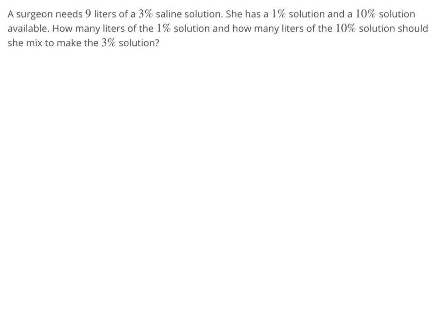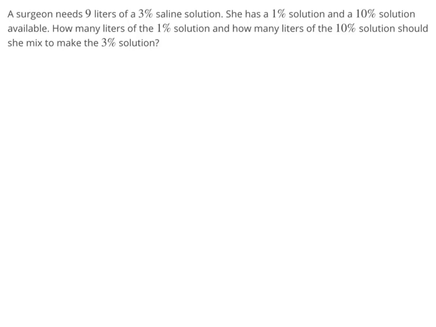So saline is a mixture of water and salt. So a 3% saline solution is 97% water and 3% salt. And the 1% saline solution is 99% water and 1% salt. All right, so once again, we've got a word problem.